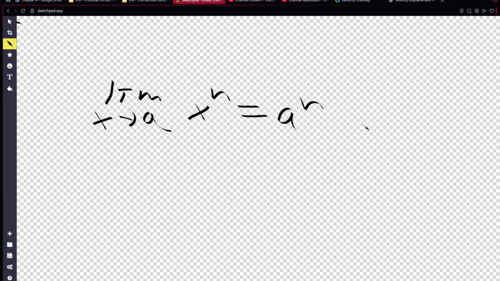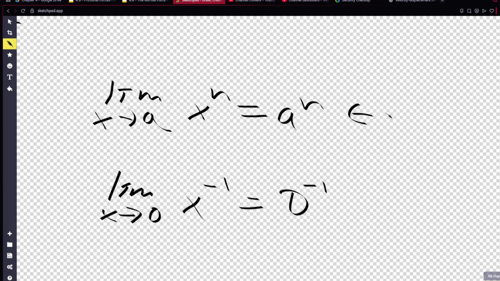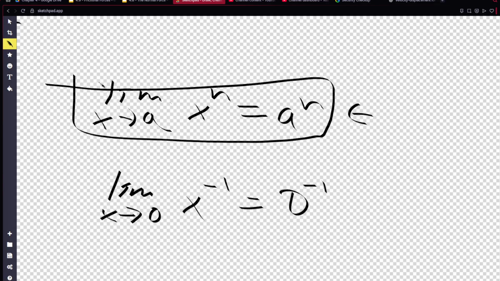This is a little bit tricky because you have to make sure n is not a negative integer. What if it's the limit as x approaches 0 of x to the negative 1? Then it would be 0 to the negative 1, which is undefined. My book, which is by James Stewart, I think, doesn't really go into it. So if n is negative, then this doesn't apply for a equals 0. But if n is positive, then it works for everything.